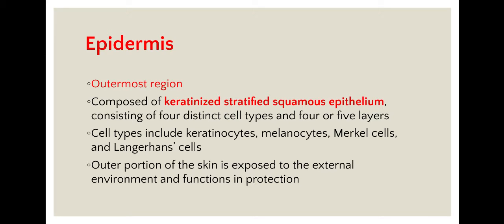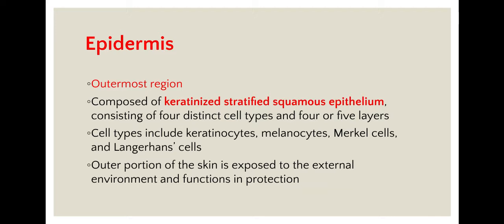Okay, so let's take a look at the epidermis. Again, it's the outermost region. When we look at the cell type, we're going to see that it is keratinized, stratified, squamous. And there are going to be four distinct types and 4 or 5 layers. Some of those cell types that we're going to see are those keratinocytes, which are making or having keratin in them.